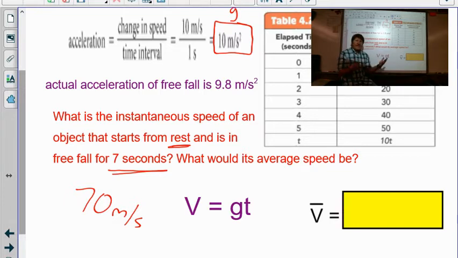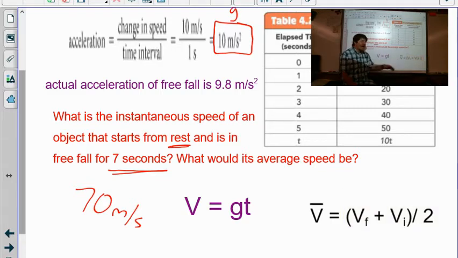And it would be akin to taking a test. Like, you take the test the first time, and you weren't in class for the whole time, so you got a zero. And then you took the test again, and you got a 70 out of 70. So what was your average score? Well, you got a zero, and you got a 70. But you've got to add those two numbers up and then divide by two. And that's exactly what you do here. It looks different. It's like a crazy formula, but it's the exact same thing.